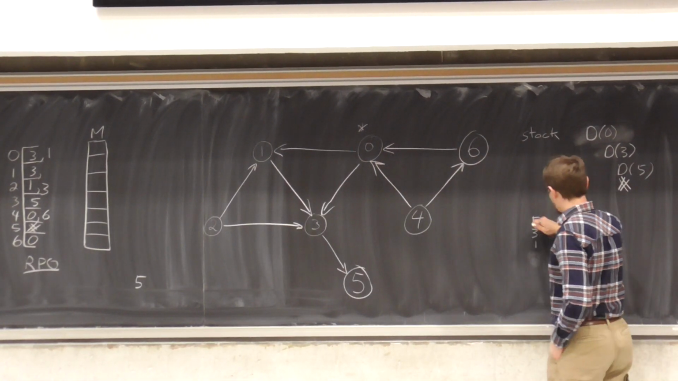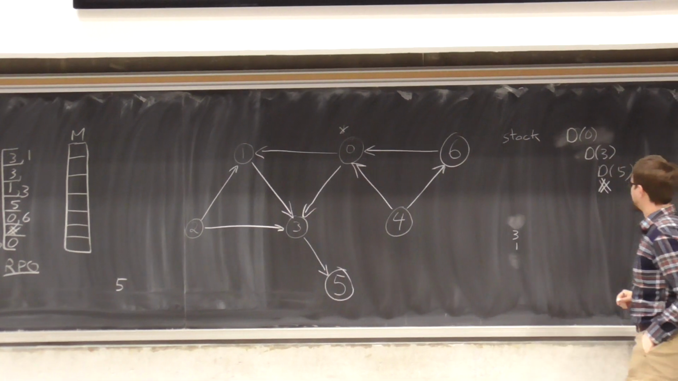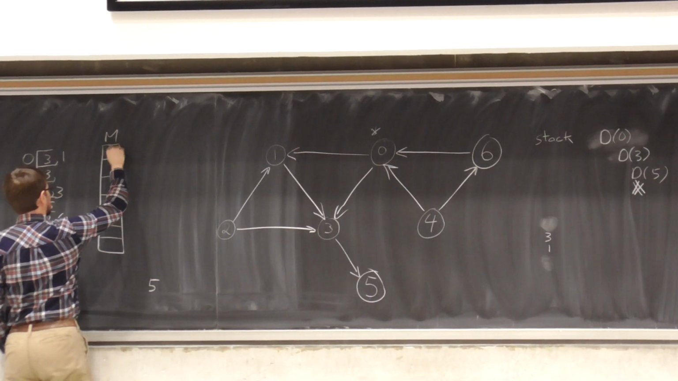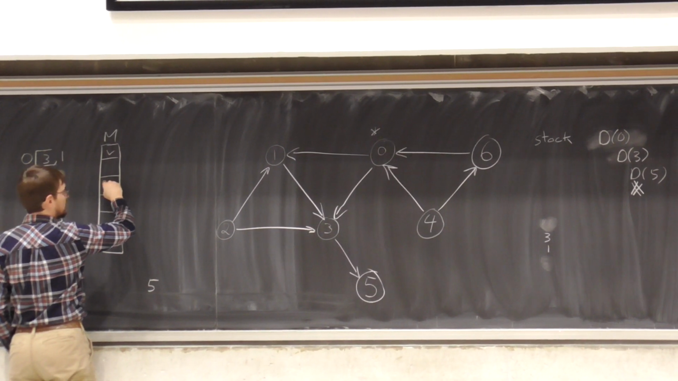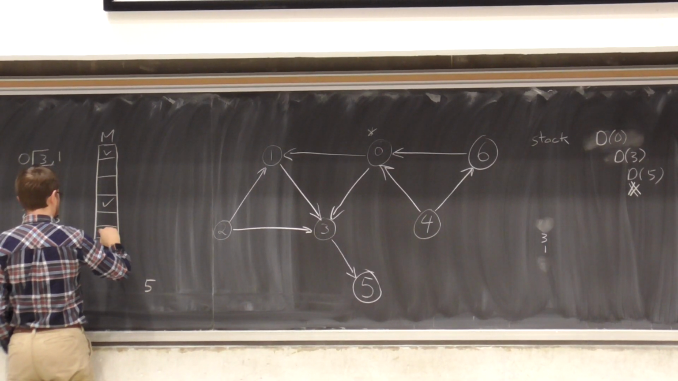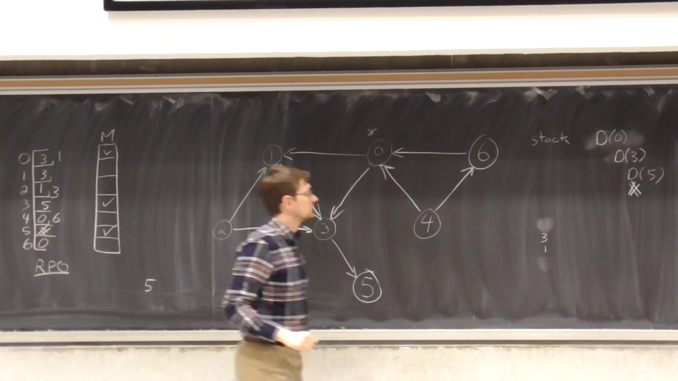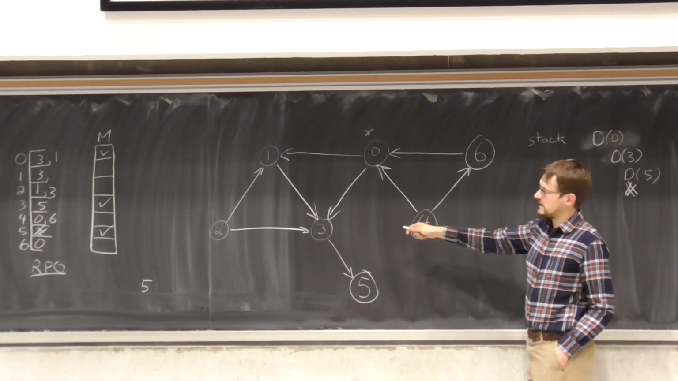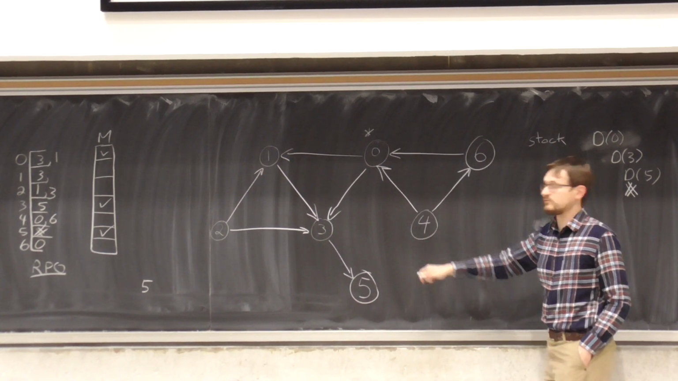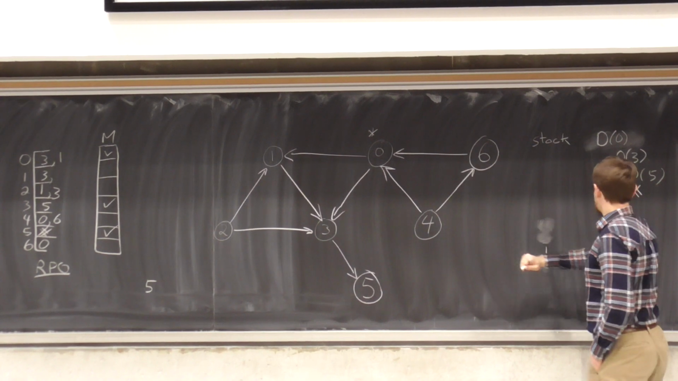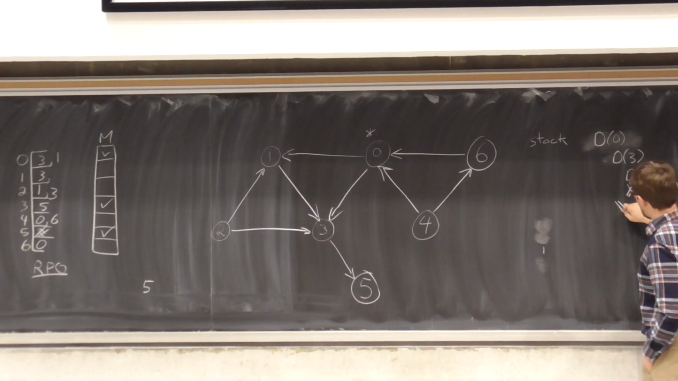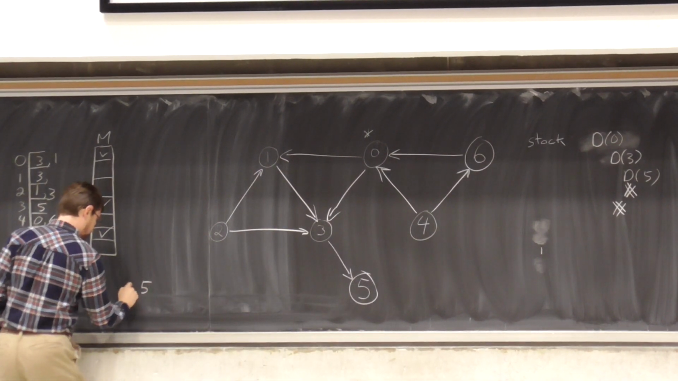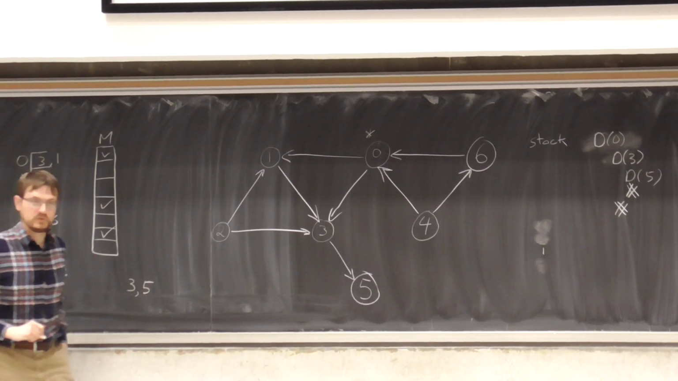So 5 is processed, so we don't have to worry about it anymore. I haven't been marking things. So we have visited 0, we have visited 3, and we have visited 5. So we take a look at 3. 3 has nothing else that it's going to except 5. Pop that off the stack, terminate. Add that to the front of the reverse post order list.